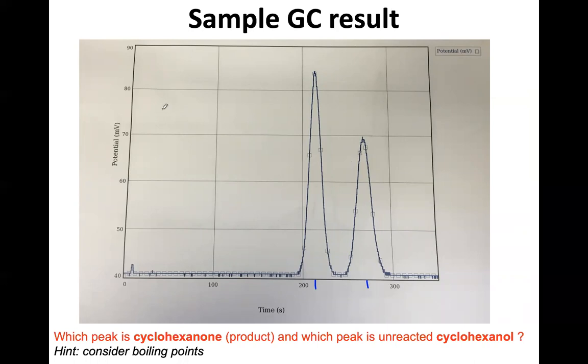So in today's reaction, we're looking at organic compounds. The first one is cyclohexanol, which is the starting reactant. The product, on the other hand, is a ketone called cyclohexanone. So the question is, which one of these two things will be which peak over here? So in other words, which one has the higher boiling point?